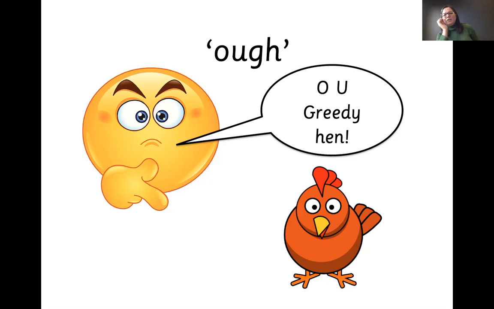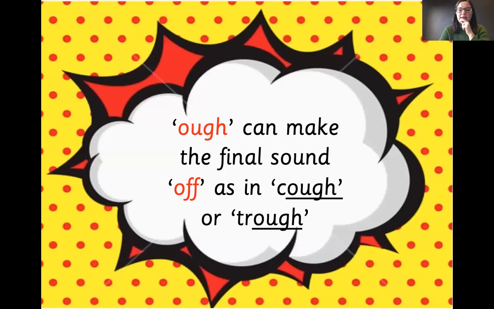Now, the reason that this is one of the trickiest spelling strings in the whole of the English language is because it can be used for so many different sounds. So it can be used in loads of words and in lots of different ways. So we're going to run through some of the different sounds that this can make. And all we can do really is practice it. So we've got, oh, you greedy hen, O-U-G-H. Here we go.